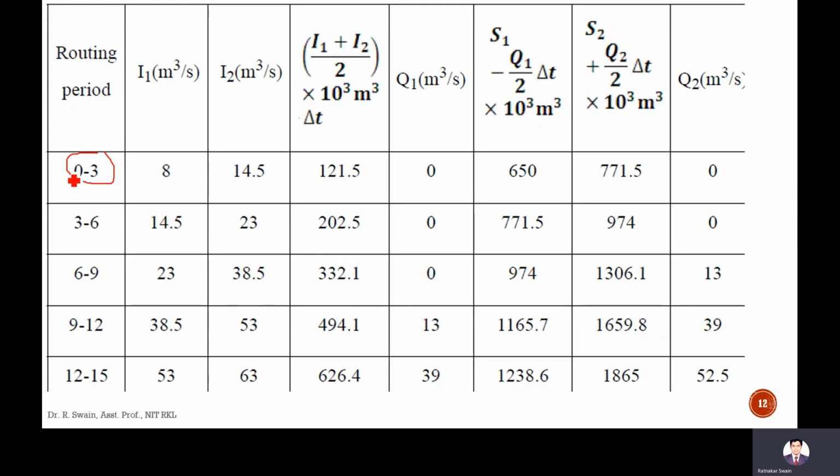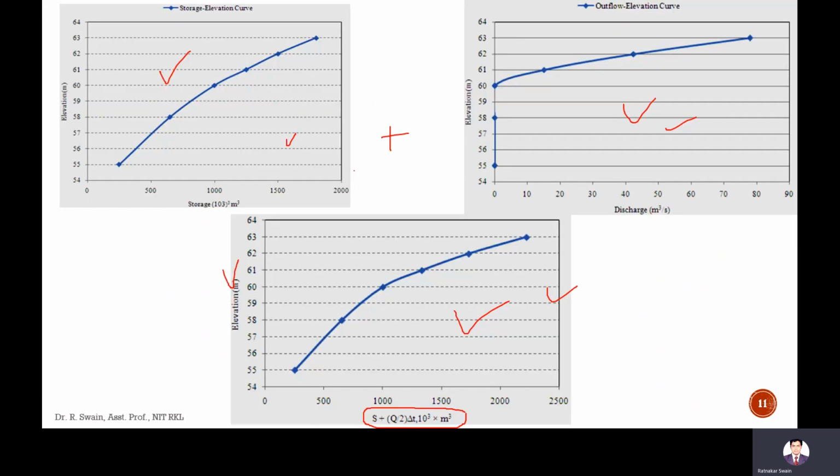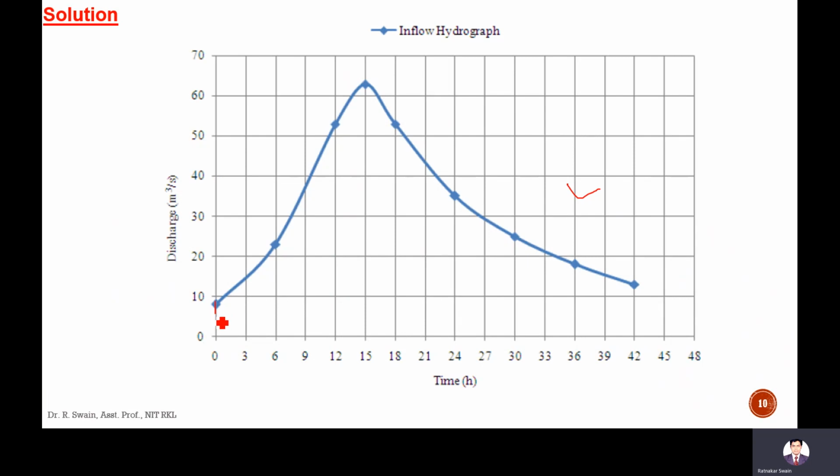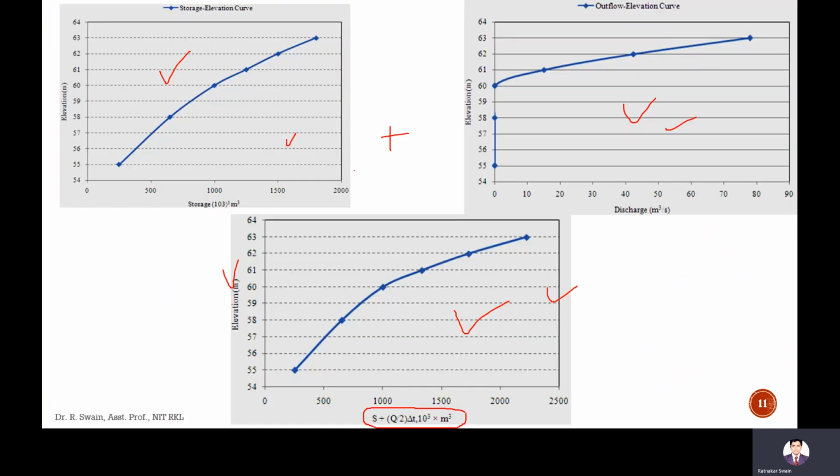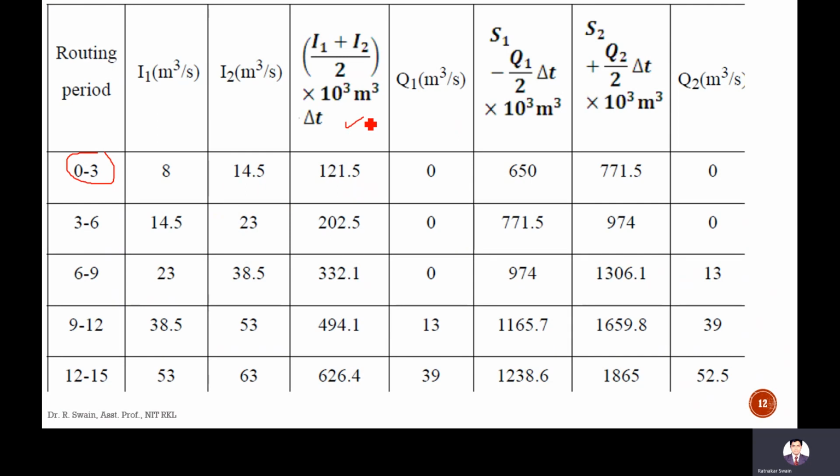So here you see at time 0 and time 3 hour, I1, I2 can be obtained from this curve. These two values, I1, I2, 0 to 3, are obtained, and the average value, I1 plus I2 by 2 into delta T, is calculated. It is in terms of 1000 value, 121.5 into 10 to the 3 meter cube. So this is determined.